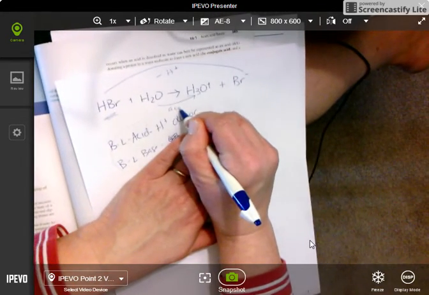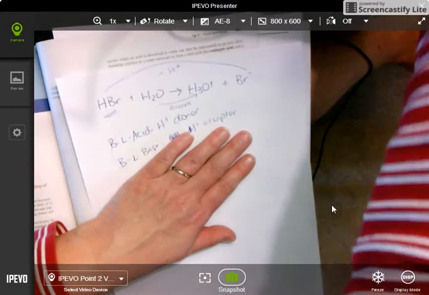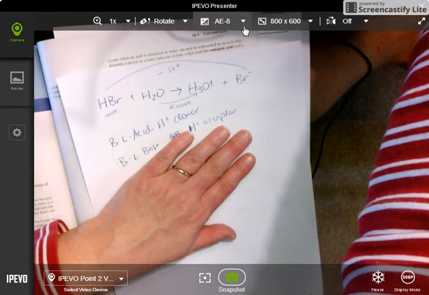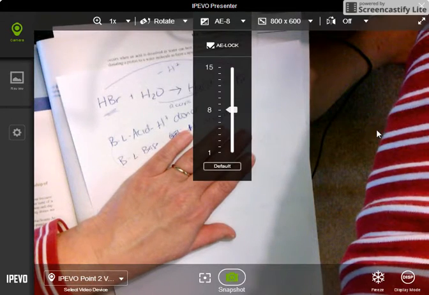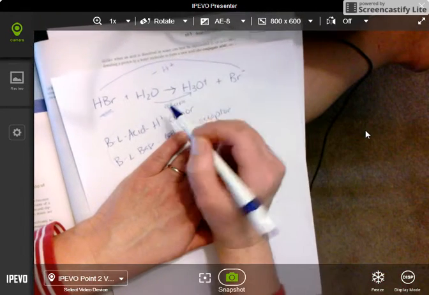accept. Let me see if I can mess with the focus real quick. There we go. I think it'll stop jumping around.